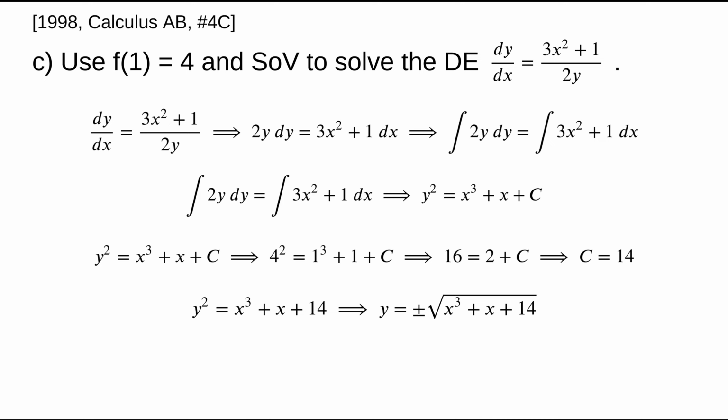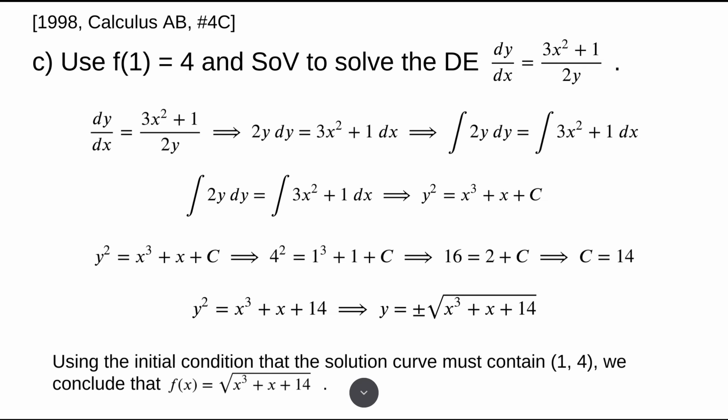Now because we have the initial condition that f of 1 is equal to 4, and 4 is a positive number, we need to make sure we choose the solution where the output would be positive, so we ignore the minus sign here. And the solution that we're after is the one with the positive version of that square root, so f of x is the square root of x cubed plus x plus 14.